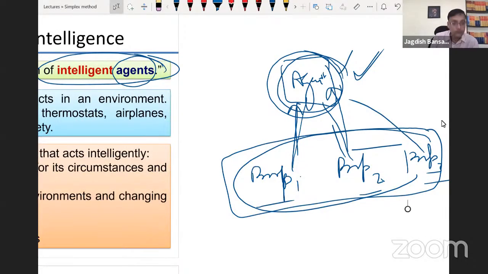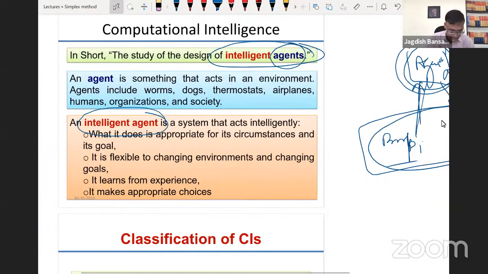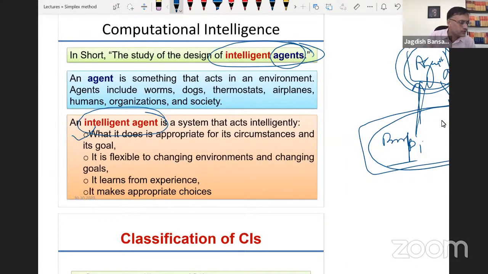Any agent should do whatever is appropriate for its circumstances and its goals. Whatever it does is good for its circumstances. The teacher teaches. The truck driver drives the truck. An intelligent agent understands what is good for it. If it is good for me to attend this lecture, I will attend, otherwise I will not attend, right? So intelligent agents should understand what is good for them. That is the first property. If it is not good for them, they don't waste time or energy.